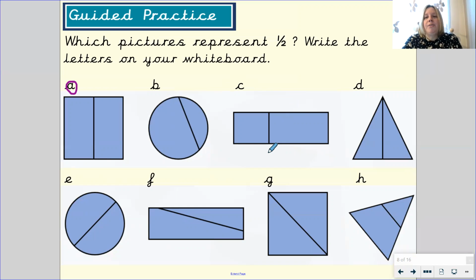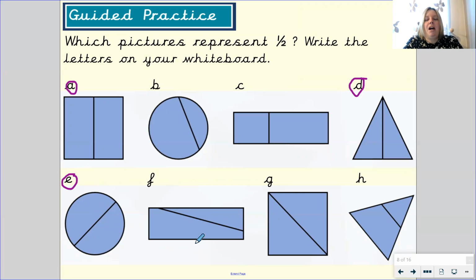Let's look at our triangle in D. We can see that our triangle is split into 2 parts. Both parts are equal. Both parts are the same. So it shows me a half. So I can circle D for us. If I look at E, again, I've got a circle. If I was to fold this circle in half along the line, both parts would be exactly the same. So they would be equal.